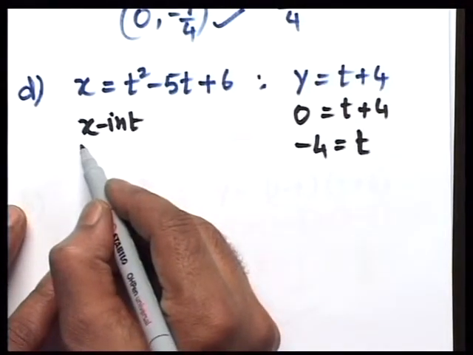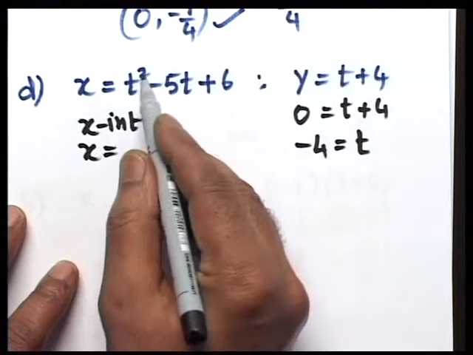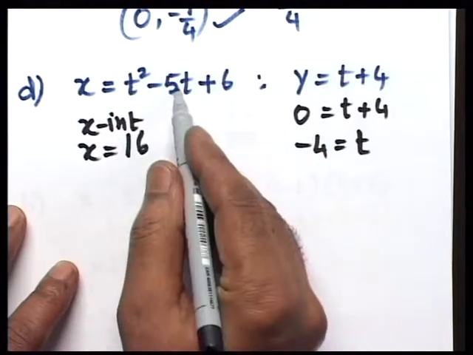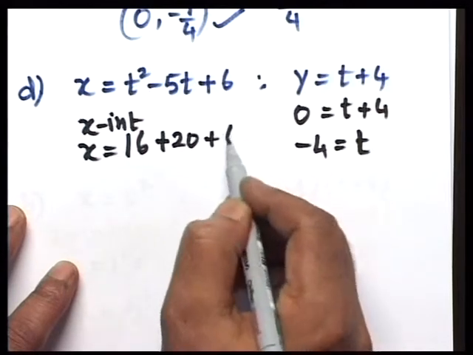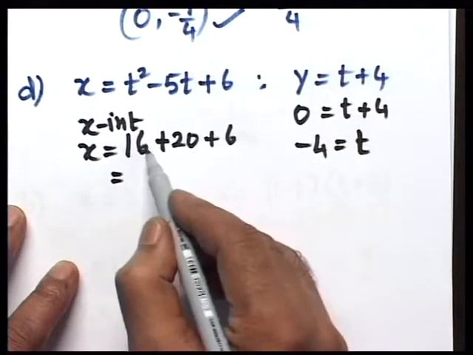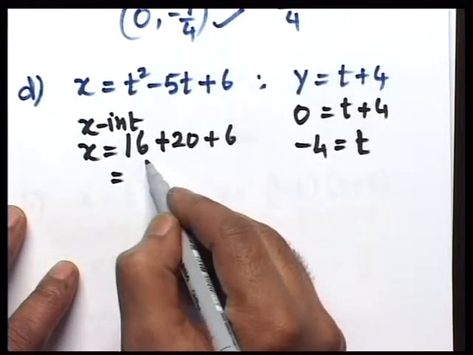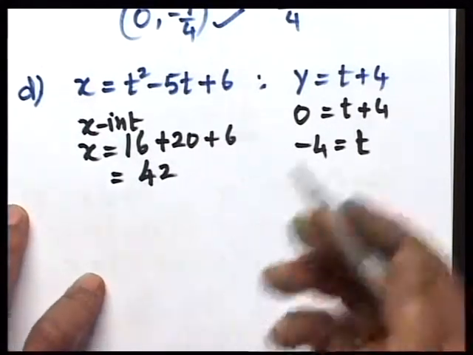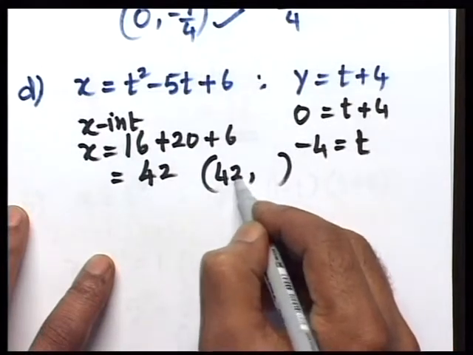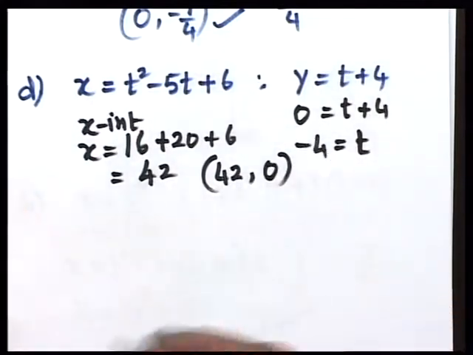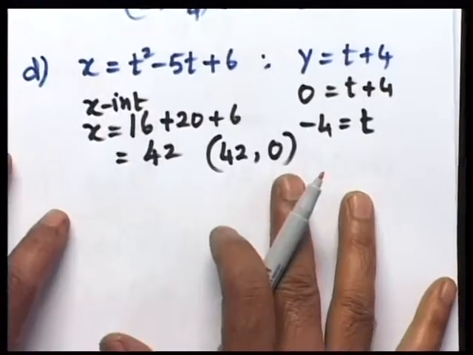So we got x equals to minus 4 square, which is 16, 5 times minus 4, so that should be a plus 20 and then plus 6. So that's a big number there. 16 plus 6 is 22, plus 20, 42. So what does the intercept mean now? It's actually 42 is the x number and y is 0. Do not forget that. Okay, that is done.